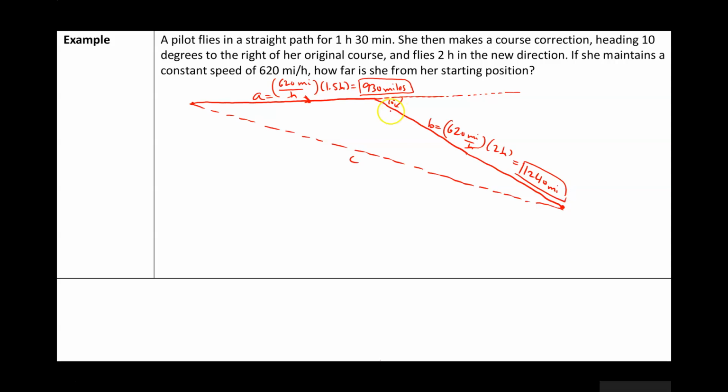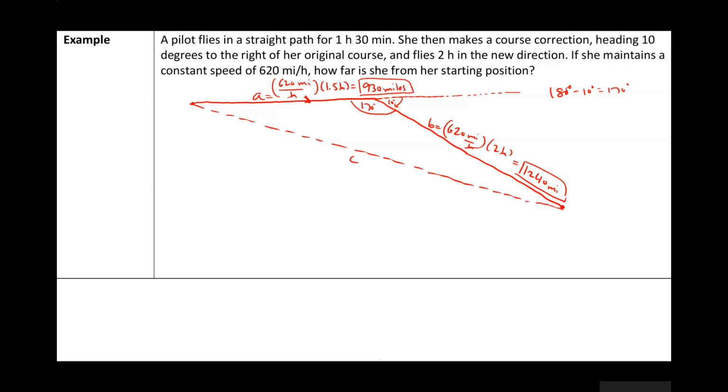As far as the angle goes, we know that any straight line is 180. So to find the measure of this angle, we're going to take 180 minus 10 degrees, and that'll be 170 degrees. If this is 10, this has to be 170, because 170 plus 10 have to add up to the straight line, which is 180. So now we have our two sides and an included angle.